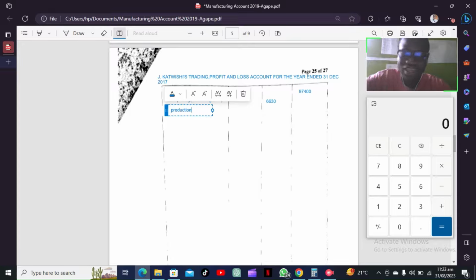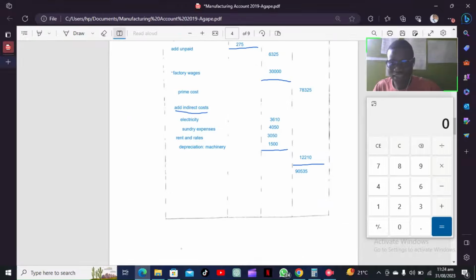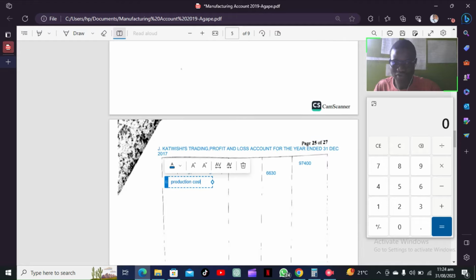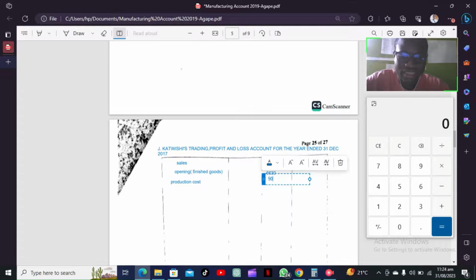The one that we calculated in the manufacturing account, that's where the difference is. When we have production cost from the manufacturing account, that's the only difference, and everything else is just the same as the normal trading profit and loss. So how much was our production cost? We calculated our production cost to be 90,535. So we're going to add it here.